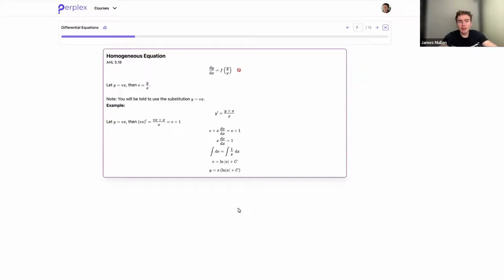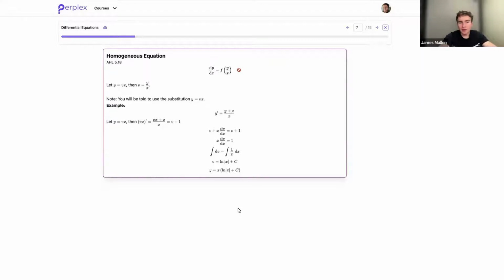So here's an example. Let's say I have y prime is equal to y plus x over x. Now, if I were to simplify that, I would get y over x plus 1, which is indeed a function of y over x. In fact, the function would be f of x is equal to x plus 1. It's just that I have f of y over x. Okay. So I let y be equal to vx.